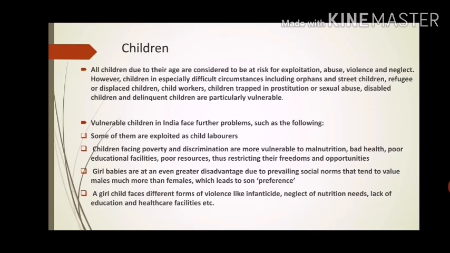Especially the children under difficult circumstances, such as orphans, street children, refugee or displaced children, child workers, children trapped in prostitution or sexual abuse, or disabled children or delinquent children, are particularly more vulnerable.